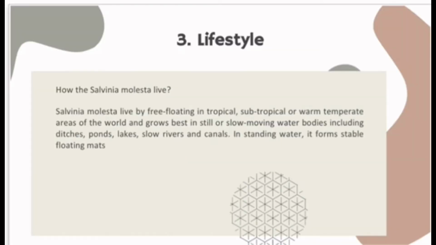How does Salvinia molesta live? Salvinia molesta lives free-floating in tropical, subtropical or warm temperate areas of the world and grows best in still or slow-moving water bodies including ditches, ponds, lakes, slow rivers and canals. In standing water, it forms stable floating mats.